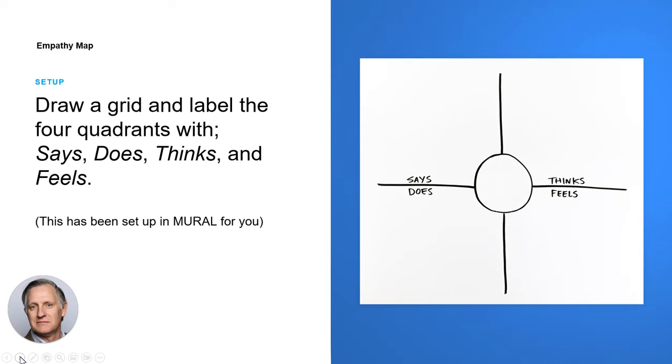First, draw a grid and label the four quadrants, as you see here. So basically a circle and four quadrants, and then label them: says, does, thinks, and feels. If you're doing this in mural and not in a conference room with post-it notes and Sharpies and flip charts and whiteboards, we have set this up for you in the Disruptor's mural template.